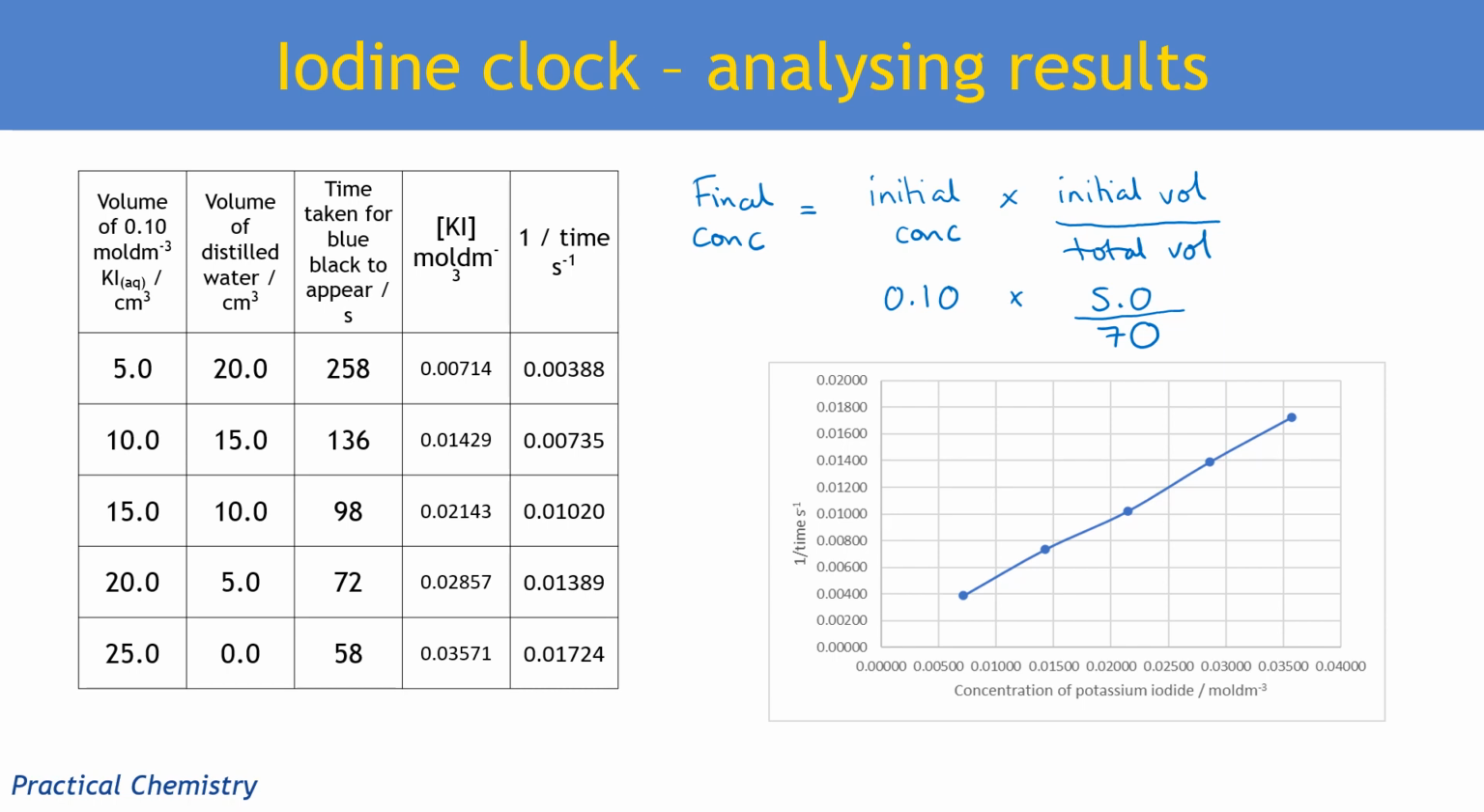And if we're finding orders, all we need to know is, when I change the concentration, what happens to the rate? Is it zero, first or second order? This graph shows me it's first order, no matter how I look at it, whether I do volume against time or I do concentration against 1 over time.